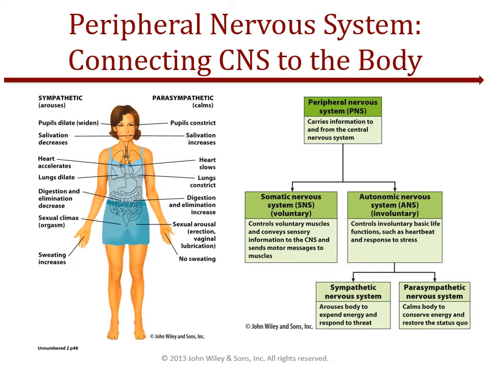This subdivision of the peripheral nervous system involves involuntary functions such as heart rate, as well as our digestive systems. It helps to further subdivide into two more groups: the sympathetic nervous system, that's the arouser, okay? Think of the parasympathetic nervous system as calming, all right?